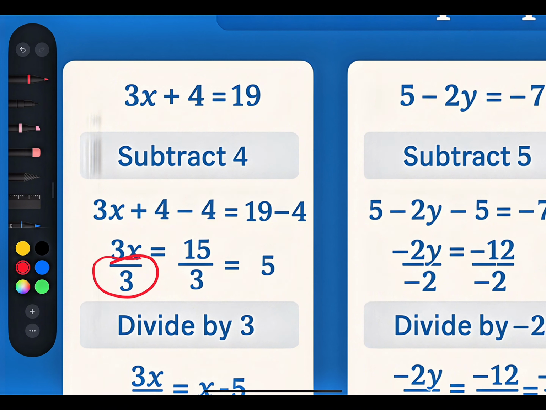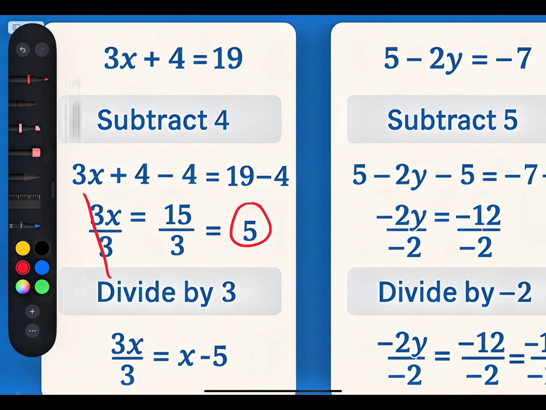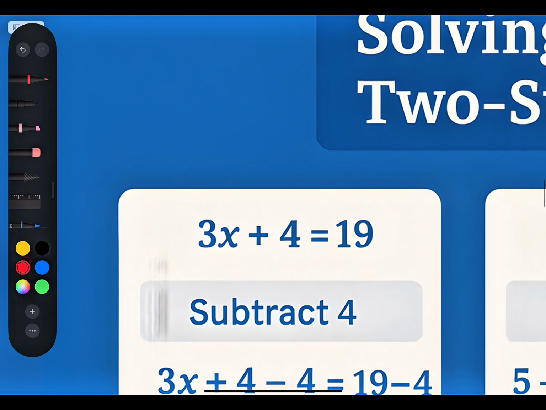And if we divide by 3 on the left side, we also divide by 3 on the right side. So these two would cancel out. So now we have x by itself. And now we have 15 divided by 3, which equals 5. So then our solution here is x equals 5.